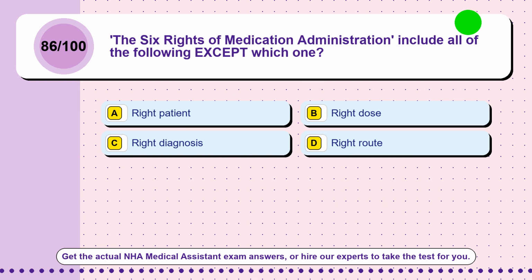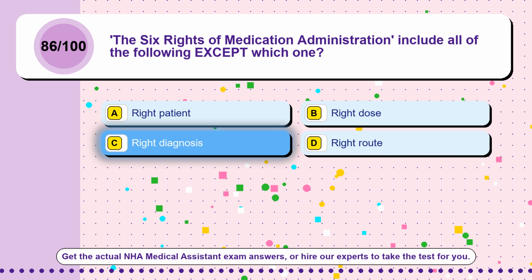Question 86. A medical assistant is reviewing a patient's billing account and notices a credit balance. What does a credit balance indicate? Option A. The patient owes the practice money. Option B. The insurance company denied the claim. Option C. The practice owes the patient or insurance company a refund because of an overpayment. Option D. The balance is zero. The correct answer is option C.